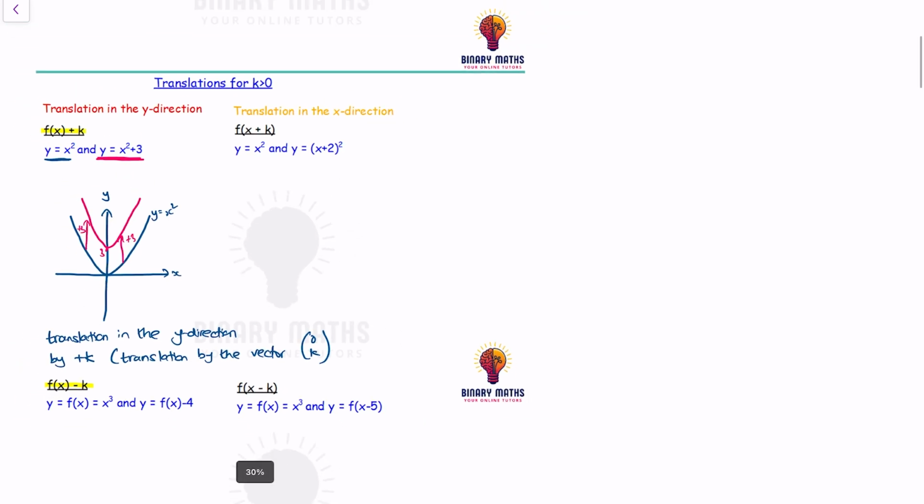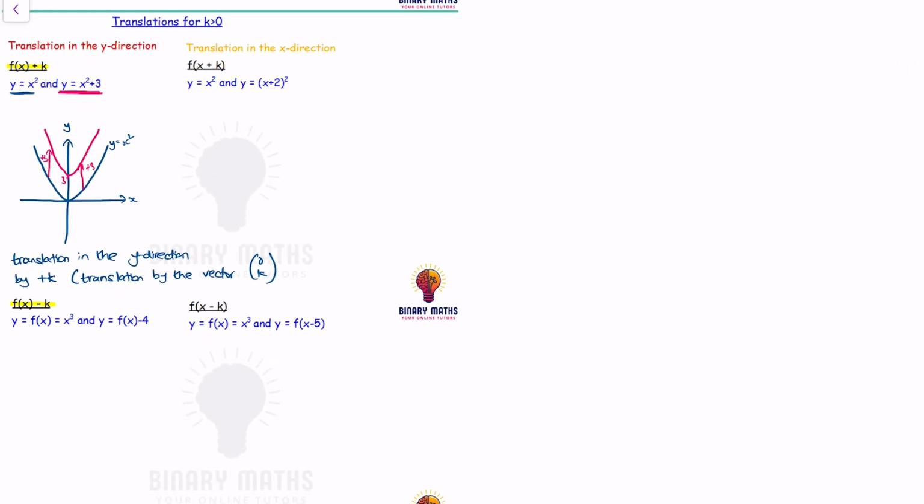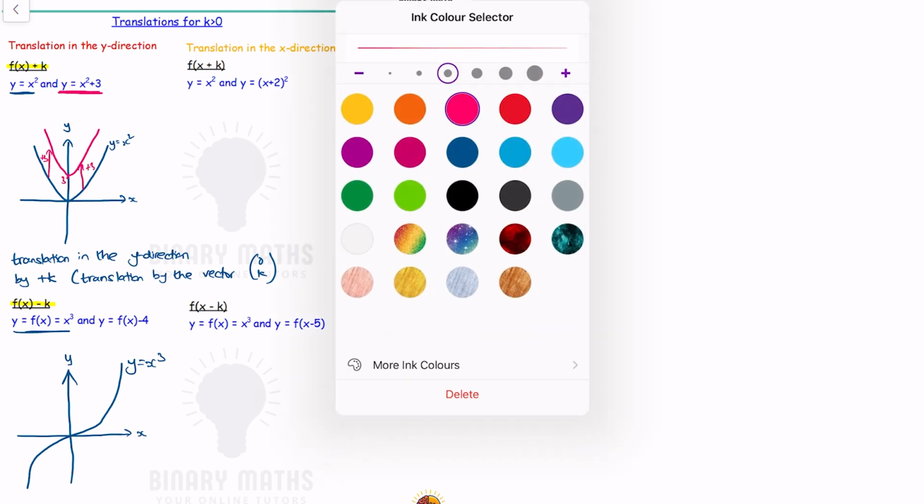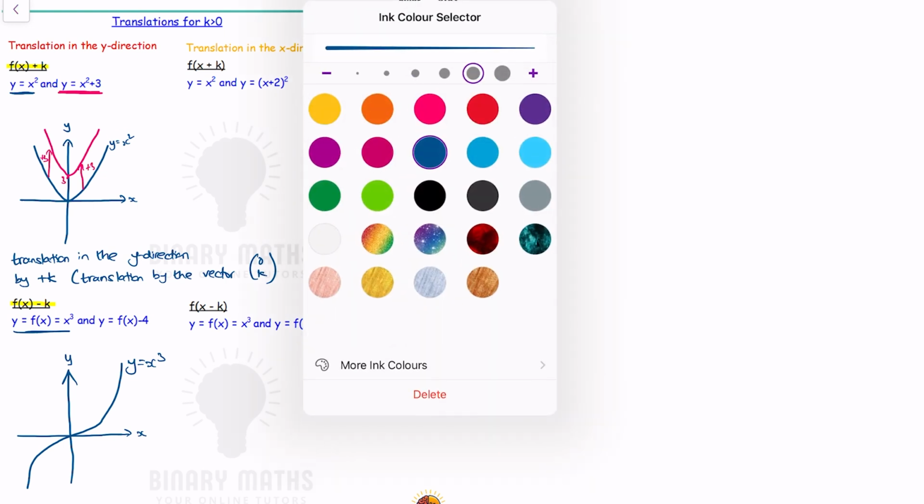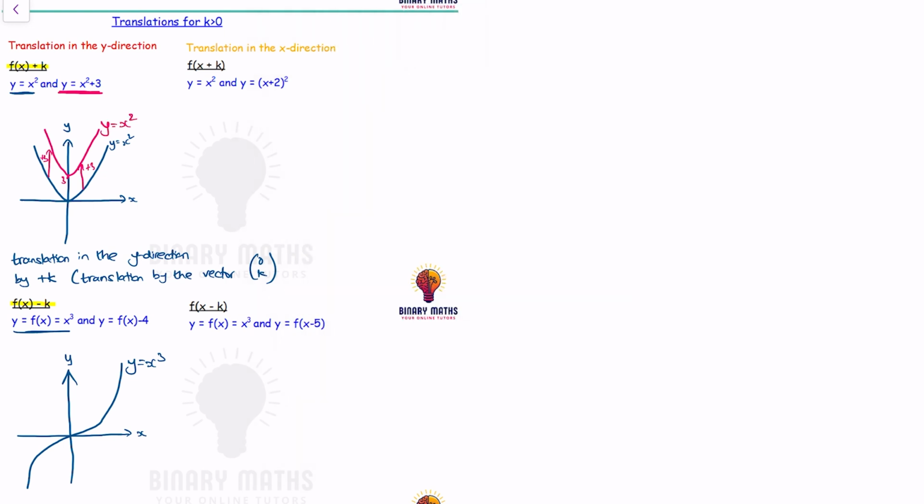Okay, let's look at the second case of translation in the y direction. So again, if I sketch it out, this is x, this is y. The first one is y equals f of x, which is equal to x cubed. So x cubed, with the twist going through like this. Y is equal to x cubed. Then y is equal to x squared plus 3.